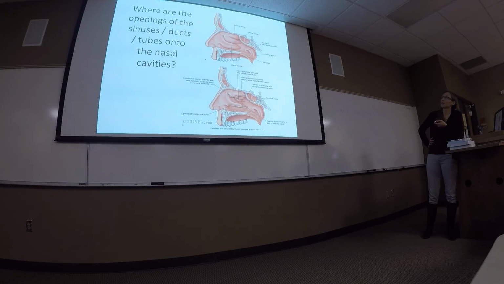Okay, so where are the openings? So in the nasopharynx area, kind of right at that border between the nasopharynx and the nasal cavity, we have the opening of the pharyngeotympanic tube. Remember, that's our eustachian tube coming from the middle ear. Up in the sphenoethmoid recess is where we have the opening of the sphenoid sinus here. Tucked in underneath the superior concha, that superior meatus right in there, is the opening of some of the posterior ethmoidal cells.